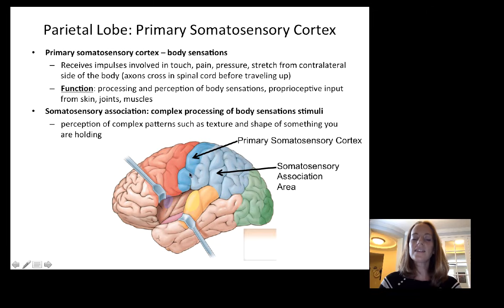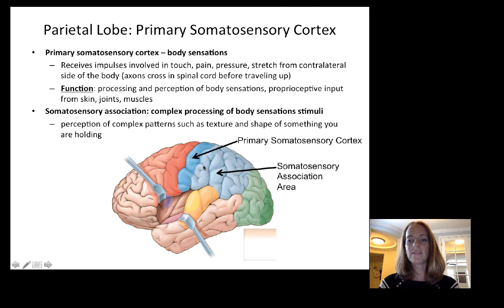Then behind the central sulcus, or in the post-central gyrus, we have the primary somatosensory cortex, which now we're in this blue region in the parietal lobe. So all of this is parietal lobe, and the first part of the parietal lobe is primary somatosensory. So somato for body and sensory for sensation. So these are your general senses. So general processing and perception of body sensations and proprioceptive input from your skin, joints, and muscles.